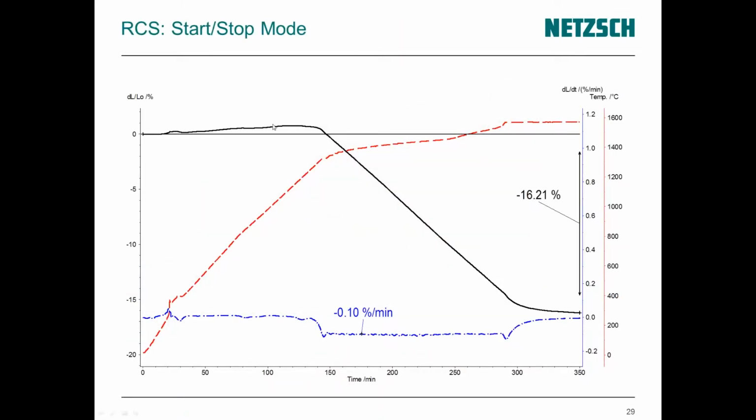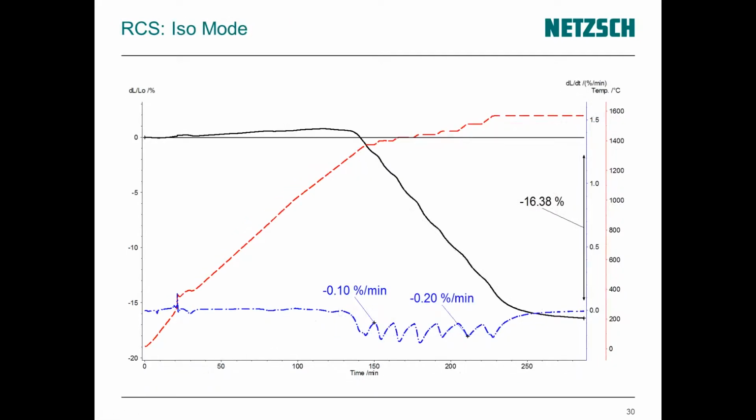So in black we have again the expansion curve, in red the temperature increase, and here we have our sintering rate, so the first derivative of the expansion curve. And here you give a threshold value. In this case it was 0.1% per minute. So this value is kept constant over this period here, and as you see the heating rate is adapted to keep this value constant. Here this is the so-called start-stop mode, and there's another mode available called ISO mode. Here you give two threshold values, an upper and a lower, and here the sintering rate should be between 0.1% per minute and 0.2% per minute, and here also the heating rate is adapted to keep the sintering rate in between these two values. Let us now compare the results.